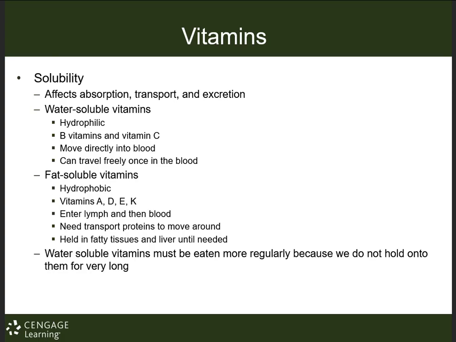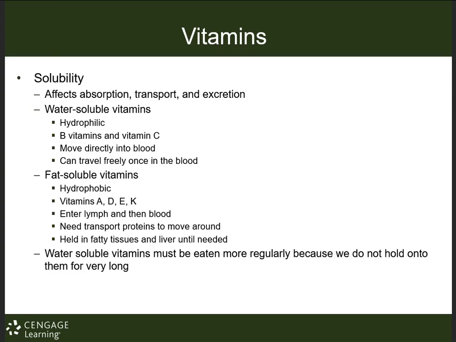The fat-soluble vitamins are hydrophobic, meaning they don't like water. And these are vitamins A, D, E, and K. And these vitamins cannot go directly into the bloodstream. They have to go into the lymph system and then into the blood. And they need transport proteins to move around. So they don't move as freely as the water-soluble vitamins do. And usually those fat-soluble vitamins, if we get a lot of extra of them, they are held in fatty tissues and in the liver until they are needed by our bodies for other processes.